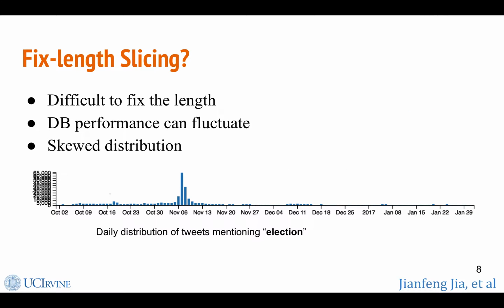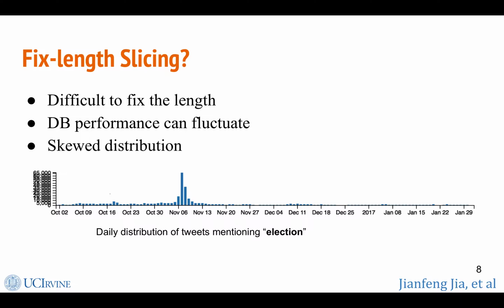The next question is how to choose the size of each mini query. The naive solution, as actually implemented in many places, is fixed-length slicing. However, the problem with this approach is that it is very difficult to fix that length. This is mainly due to 2 factors. First of all, different queries have different performance numbers, and database performance can fluctuate, especially when multiple users are using the system and multiple queries run in the database.